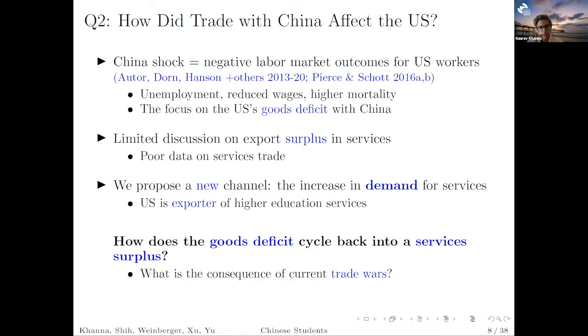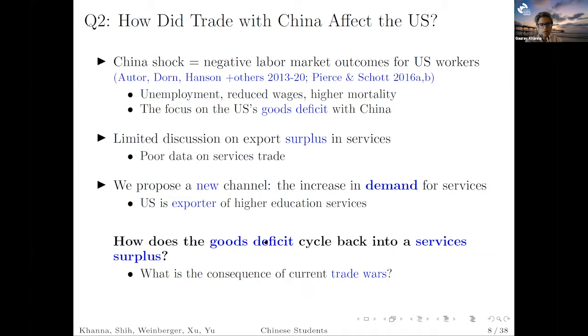And what we're doing is we're proposing a new channel. I don't think people have really talked too much about this: this increase in the export surplus in services is driven by this increase in demand for services from China, particularly higher education services, of which the US is a major exporter, right? So the US is by far the largest exporter of higher education services.